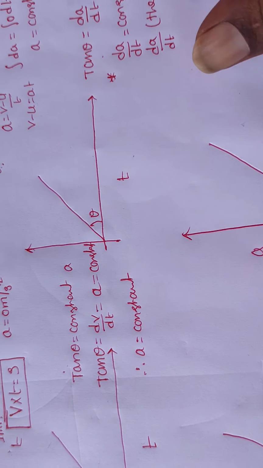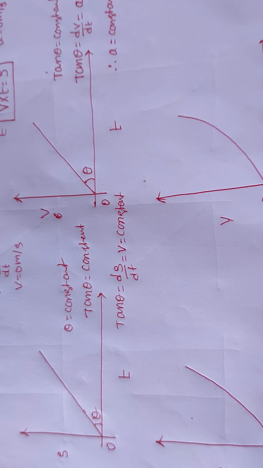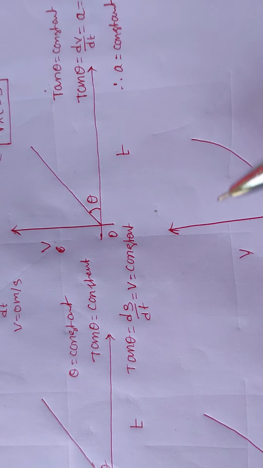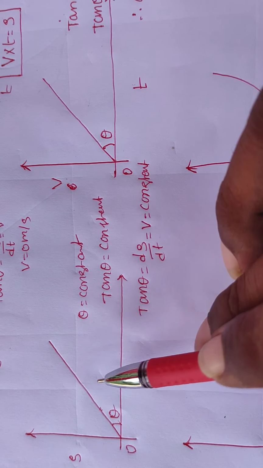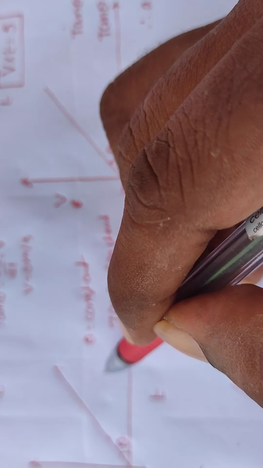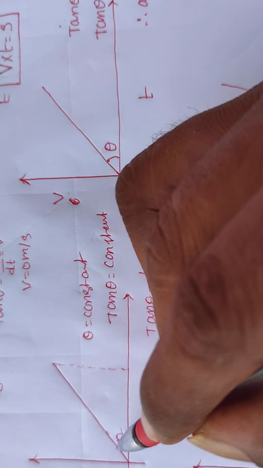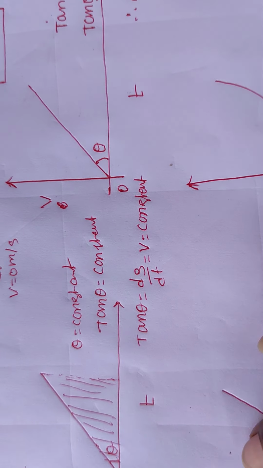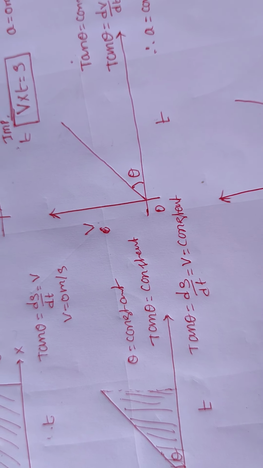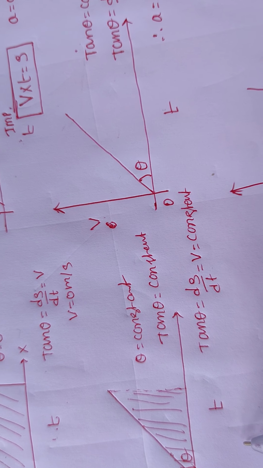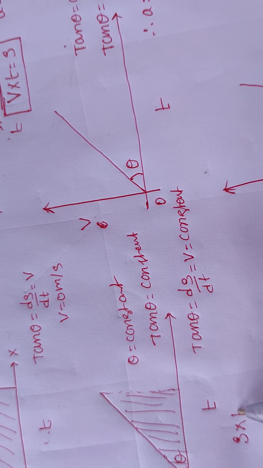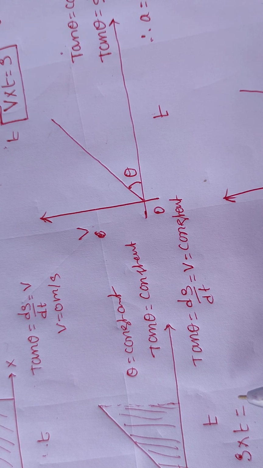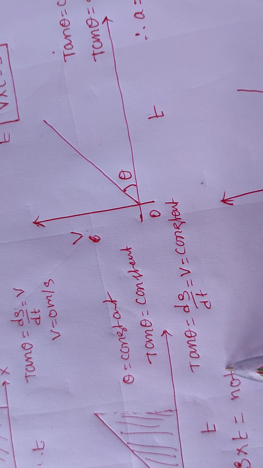Next, second one, we have to find the area under the graph for each graph. Displacement time graph: what is the area under it? The area under the displacement time graph represents nothing, so there is no formula. The displacement time graph formula is equal to nothing.